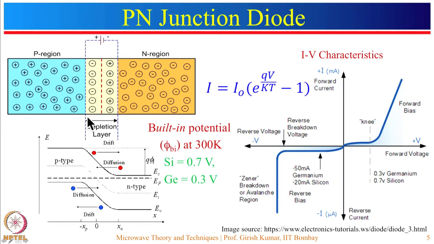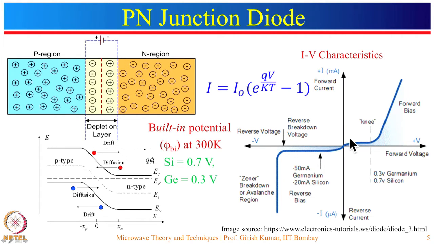When the forward bias voltage is greater than the built-in potential or the knee voltage, up to this point only the reverse saturation current will flow, which comes into the picture due to thermal electron hole pair generation.